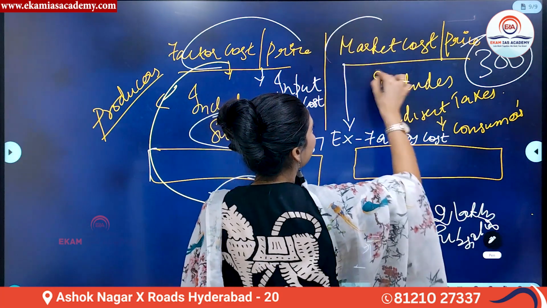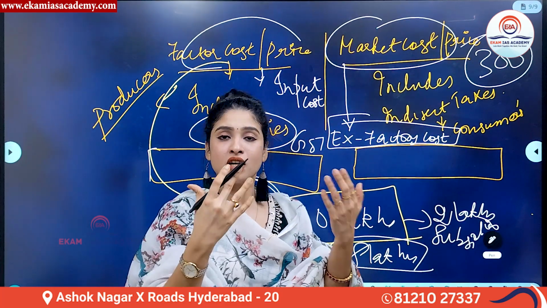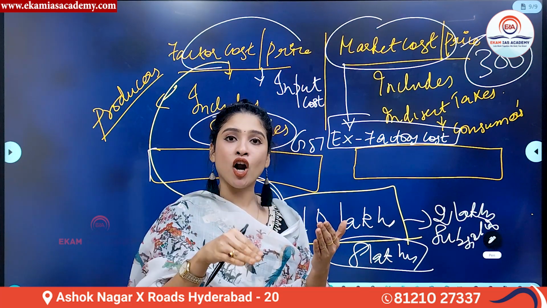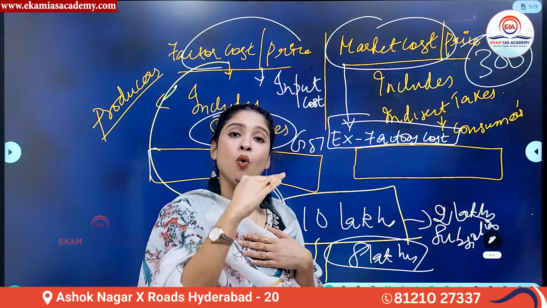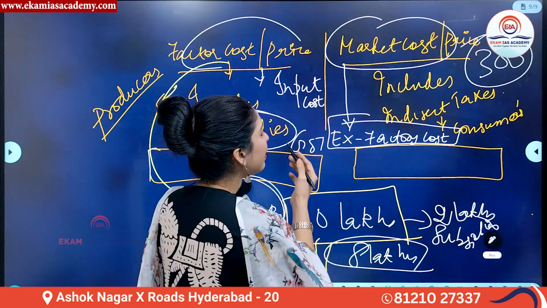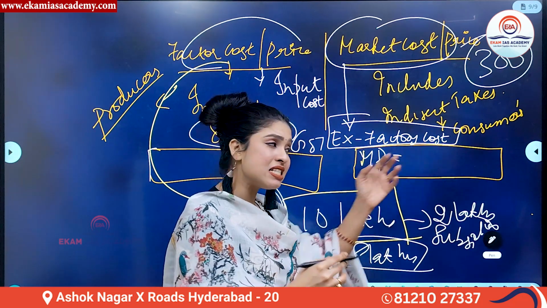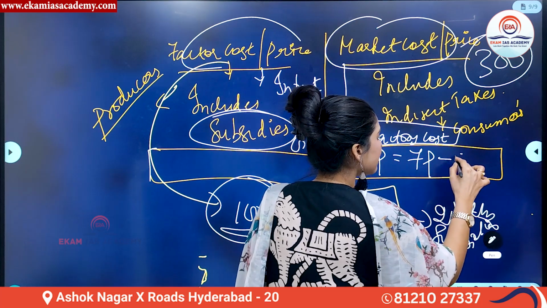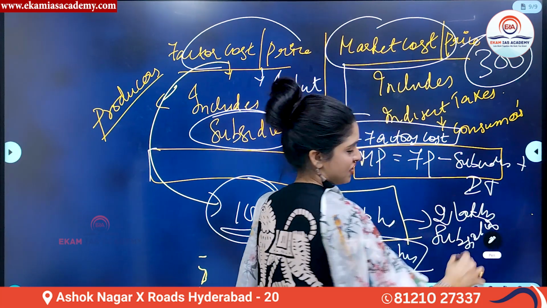Now, this particular market cost is also known as ex-factory cost because it does not have the same price as the product had in the factory. It includes so many other charges once it is kept for sale in the market. Now, the formula for market cost or market price goes like this. MP is equal to factor price minus subsidies plus indirect taxes.